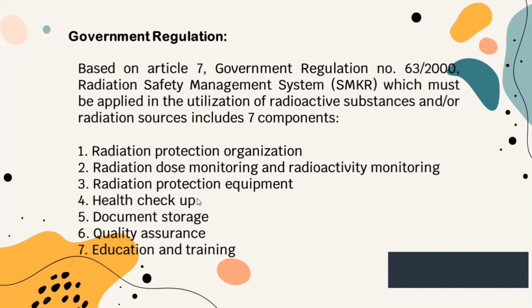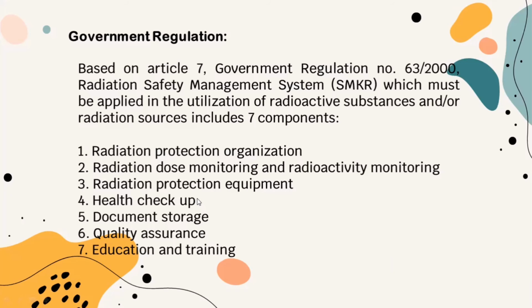Okay, here I will continue my presentation. Government regulation. Based on Article 7, Government Regulation Number 63/2000, the Radiation Safety Management System which must be applied in the utilization of radioactive substances and/or radiation sources includes 7 components. 1, radiation protection organization. 2, radiation dose monitoring and radioactivity monitoring. 3, radiation protection equipment. 4, health checkup, and then document records and quality assurance, and the last, education and training.